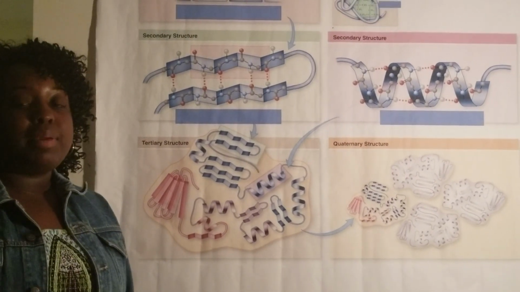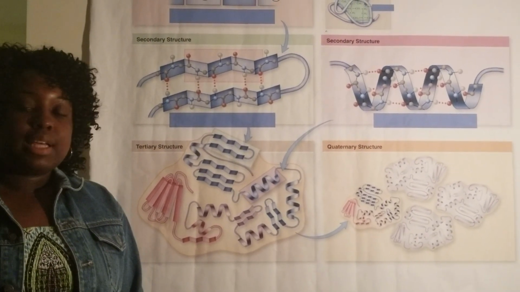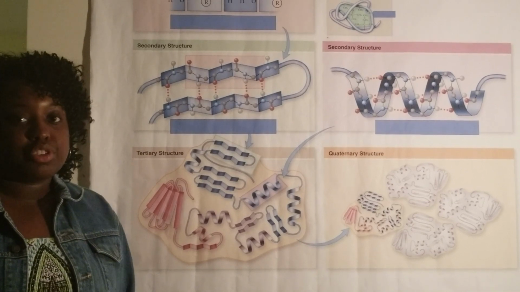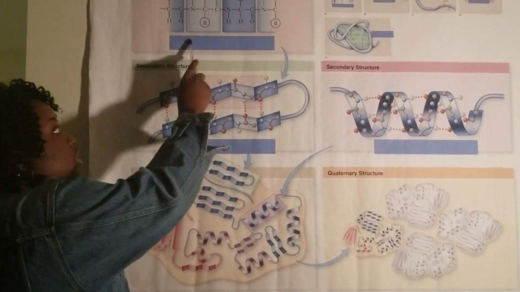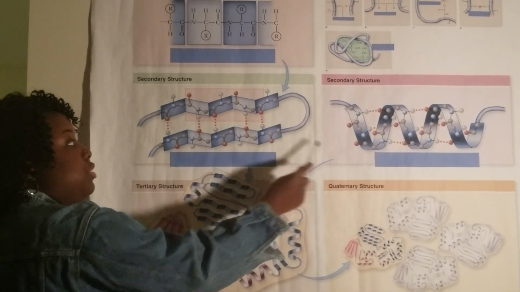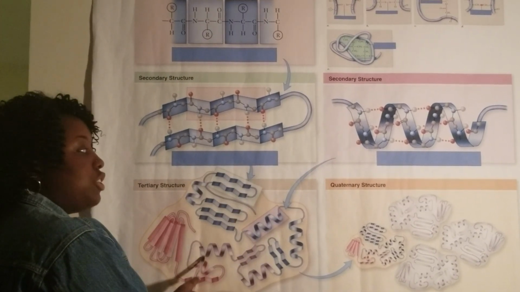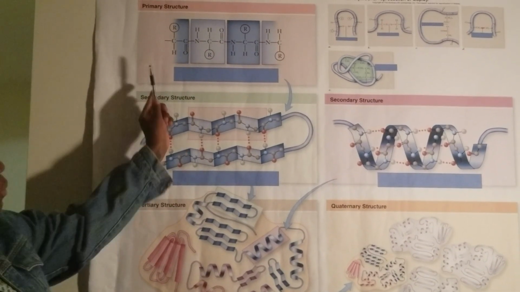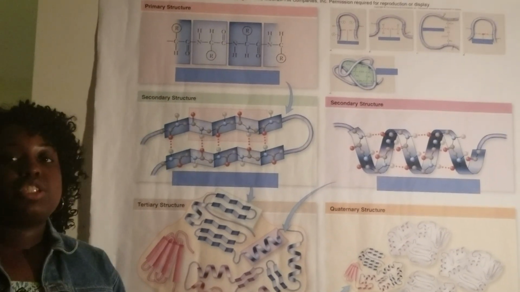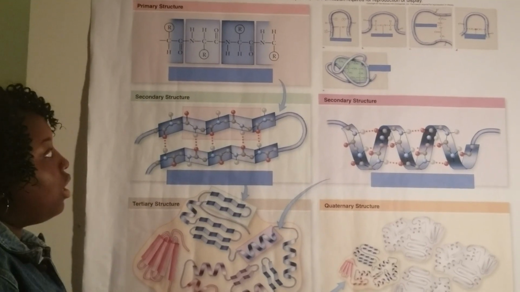I'm an MB3 major at Towson University, and today I'll be presenting on protein structure. There are four parts to protein structure. There's a primary structure, there's two different types of secondary structures, there's a tertiary structure and a quaternary structure. So basically a primary structure is just a single chain polypeptide.